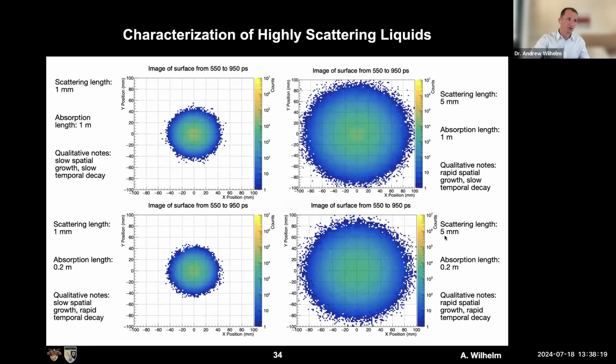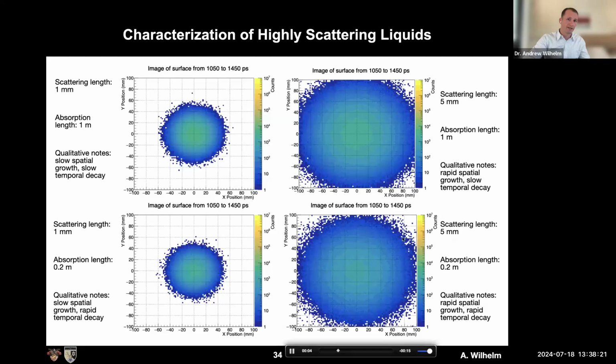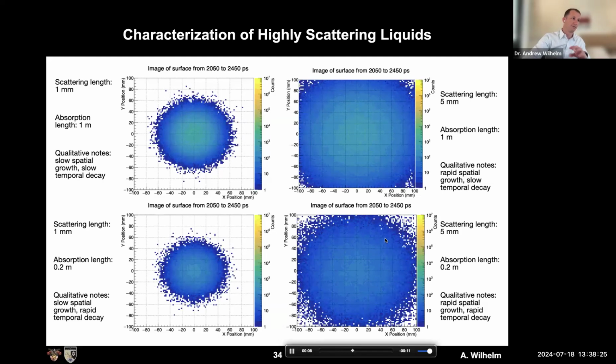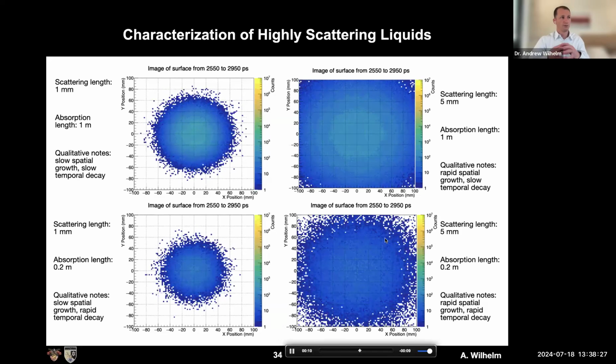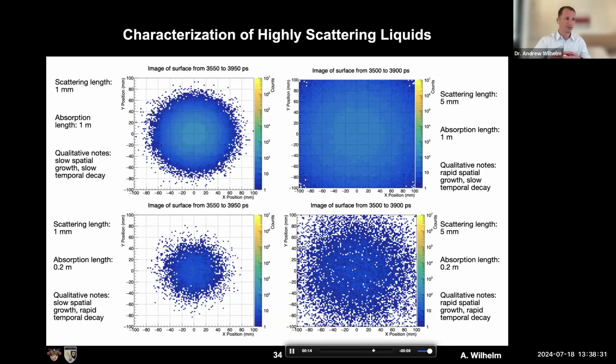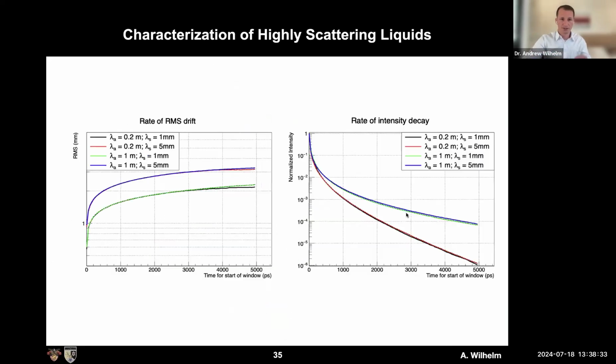So this gives us two uncorrelated things to see in an experiment like this, where the absorption length and the scattering length will affect the experiment differently and can be separated and measured separately. Just to show that on plots, this is what the rate of RMS drift, which is a measure of how fast the light balls are expanding, looks like.